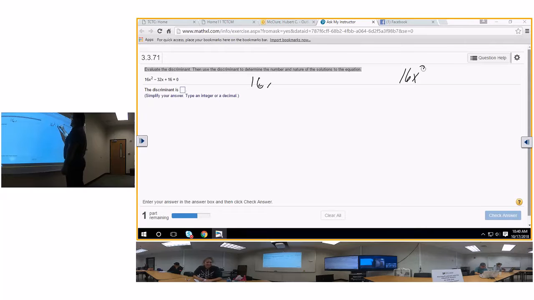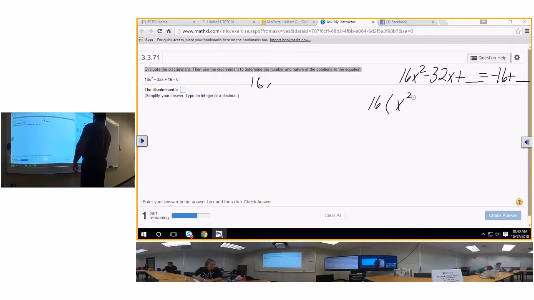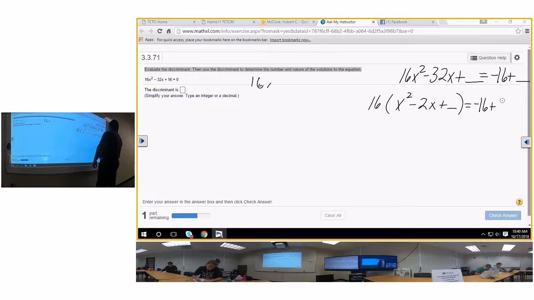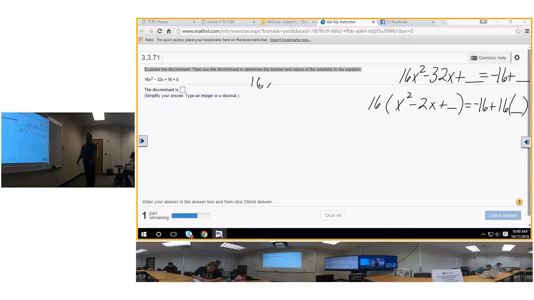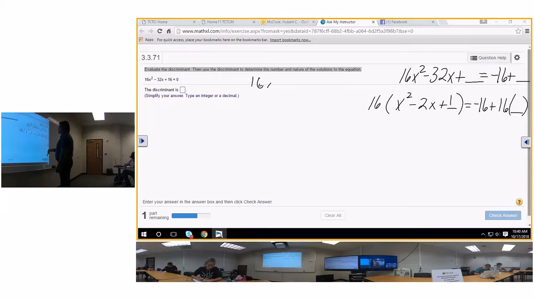16x squared minus 32x plus blank is equal to negative 16 plus blank. What are we going to factor out? 16. That leaves us with x squared minus 2x plus blank is equal to negative 16 plus 16 times blank. What's half of 2? 1. Then 1 squared is 1. Boy, all y'all got that one down pat. 16 times x squared minus 1, what?